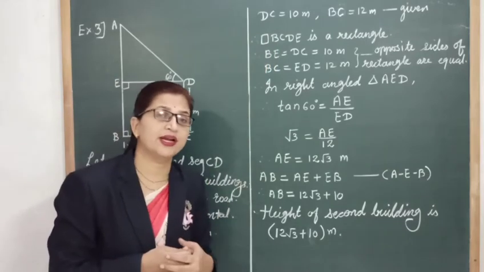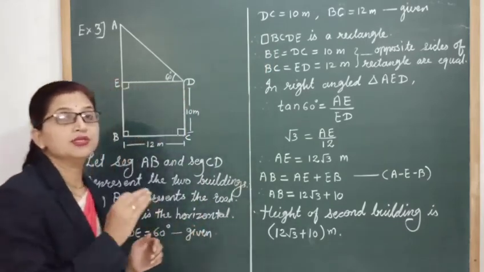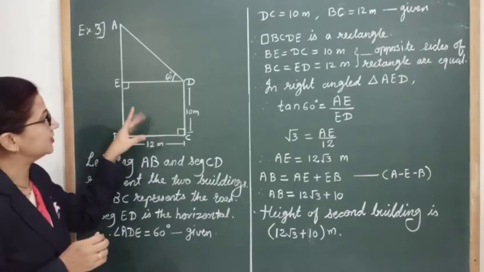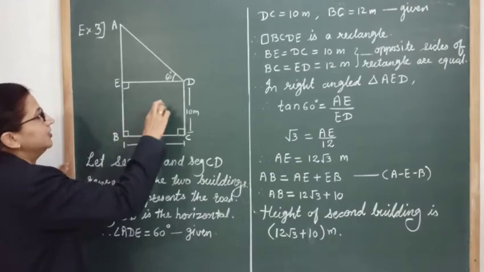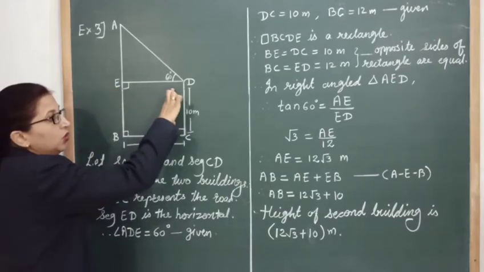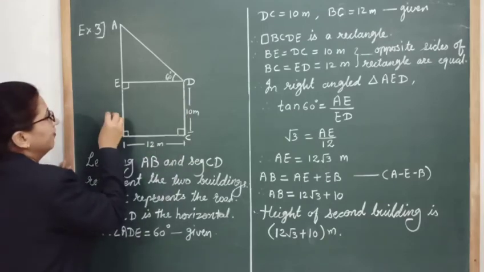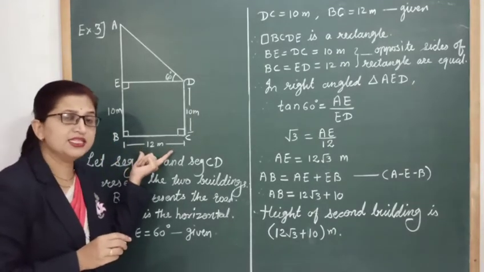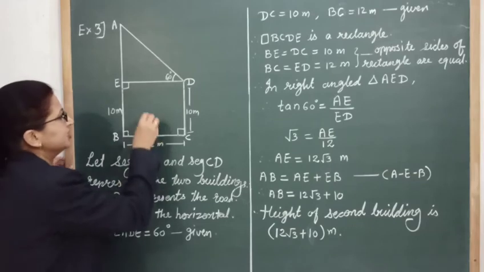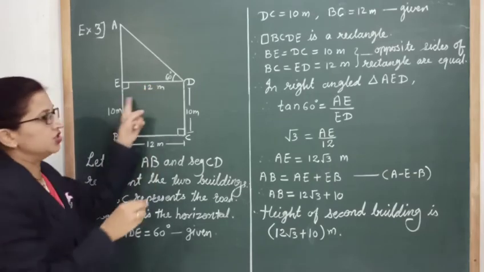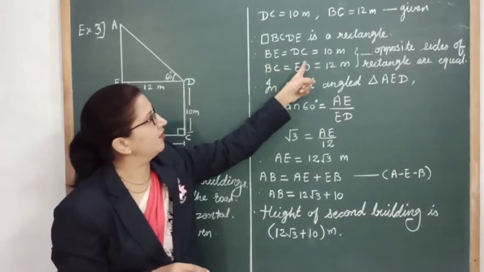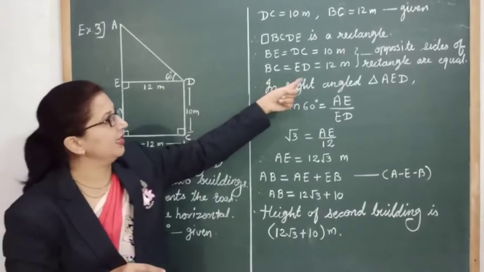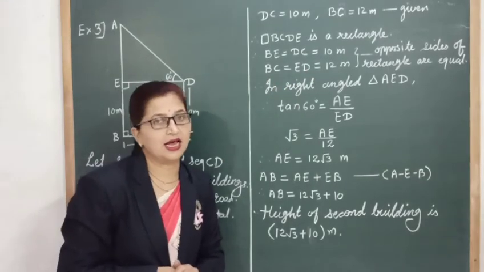Then why are we showing it is a rectangle? So that we can use its property that opposite sides are equal. So here, as it is a rectangle, we can say that segment EB is equal to CD. Here CD we have 10 meter. Similarly, BC is equal to ED. BC is 12, that's why ED is also 12 meter. So that only we have written here: EB is equal to DC, which is 10 meter, then BC is equal to ED, that is 12 meter. Opposite sides of a rectangle are equal.